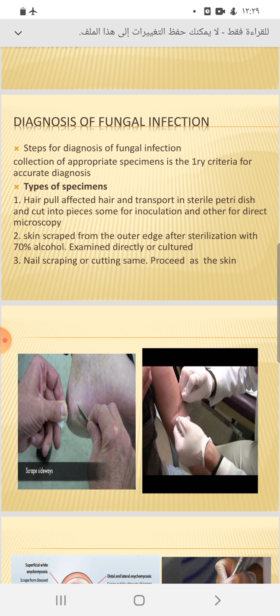First of all, the hair. We should pull the affected hair and transport it in a sterile petri dish, cut into pieces, some for inoculation and others for direct microscopical examination.